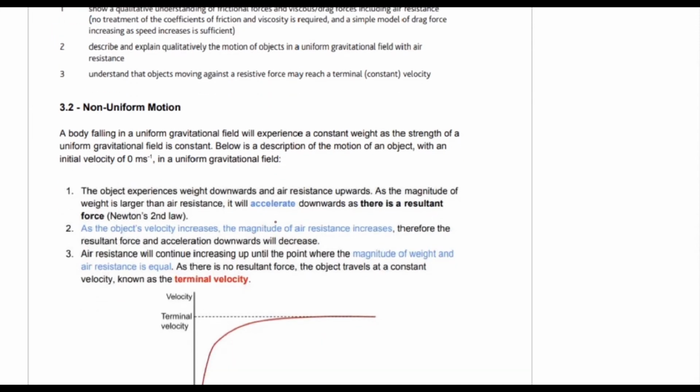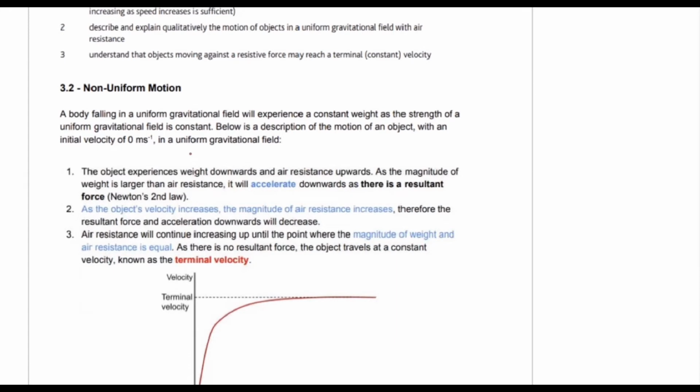Okay, so the object falls down. The object has constant weight. So imagine it's something like this. You have an object. The weight is W. W is constant. The object experiences weight downwards and air resistance upwards. So air resistance is upwards. As the magnitude of weight is larger than air resistance, it will accelerate downwards as there is a resultant force.